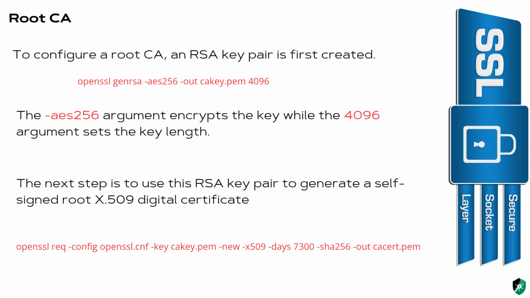All right, now once the key pair has been created, the next step will be to use that pair to generate a self-signed root x509 digital certificate. And that is the long code right down there. You can recognize that by the -new -x509. That's how you can tell that, okay, this is used for generating a self-signed root.